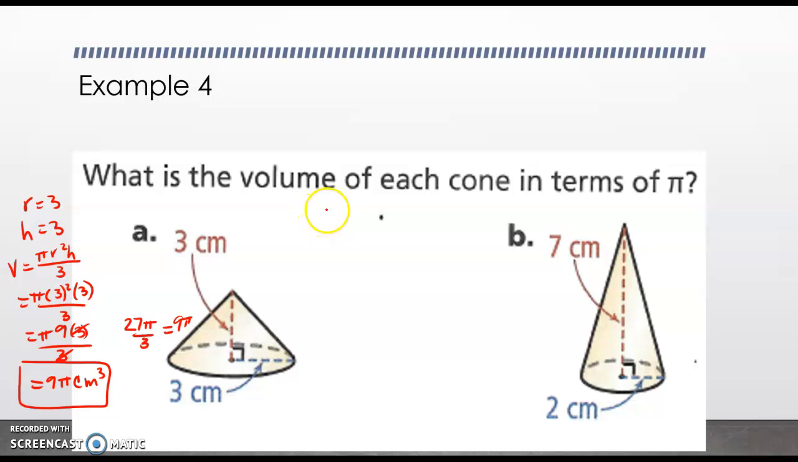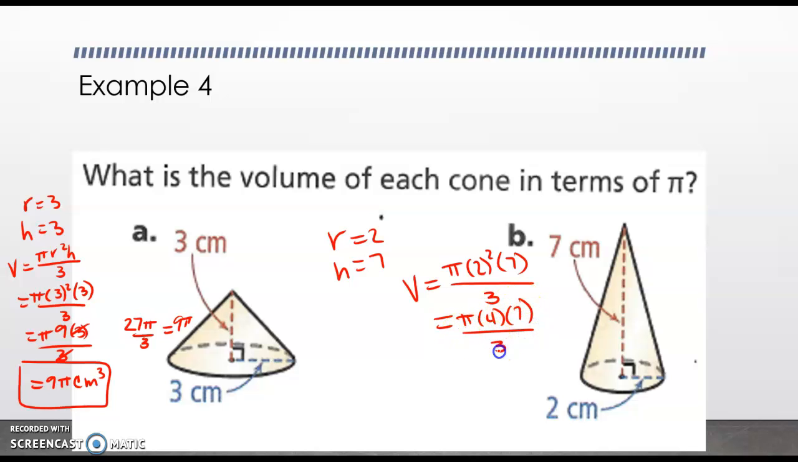All right. For B, here's my radius, 2. I know that's my radius because it's from the center to the outside of the circle. So radius equals 2, and my height equals 7. So volume equals pi times 2 squared times 7 divided by 3. So here we have pi times 4 times 7 divided by 3, and 4 times 7 is 28. So we have 28 pi divided by 3.